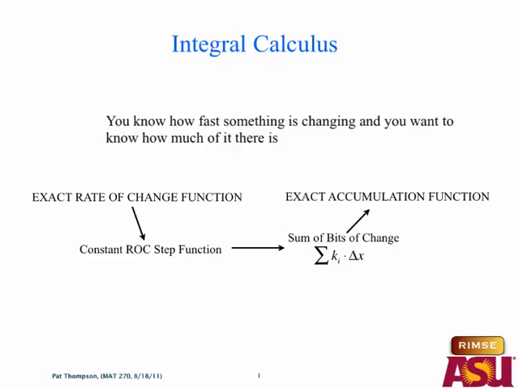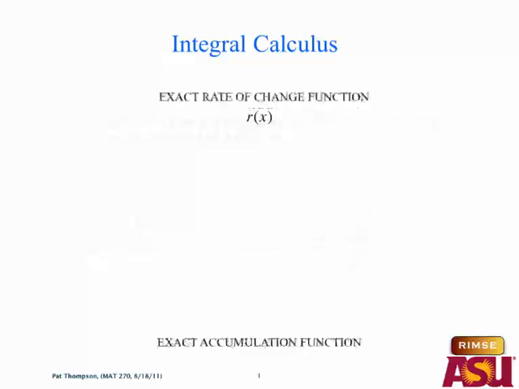All right, so how is it that we get from exact rate of change to exact accumulation? We use constant rate of change. We form step functions. The step function, the pretend rate function, and then K delta x gives us bits of change that we can add up. And we can track it as we add it up. That's building an accumulation function. So it's all about constant rate of change. That's why all of module 2 is on constant rate of change, because that's the key to getting from exact rate to exact accumulation.